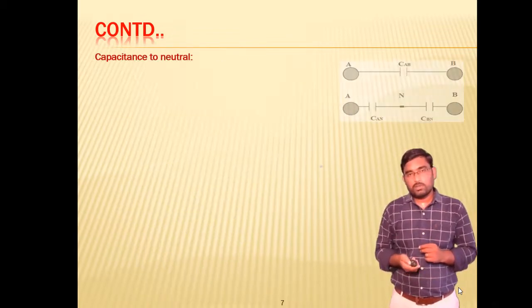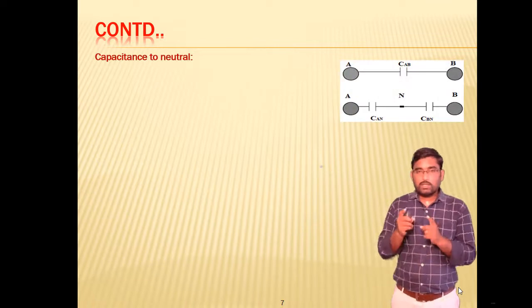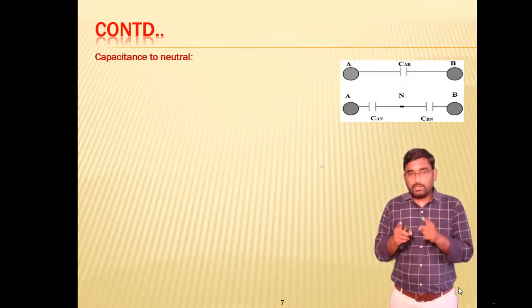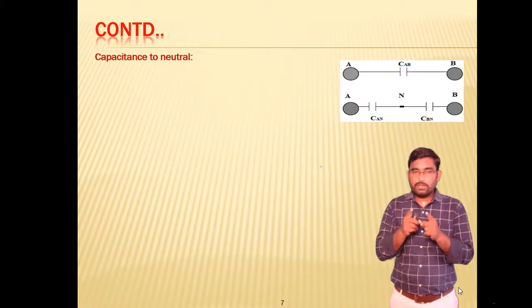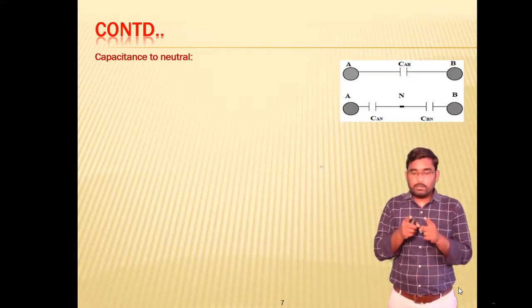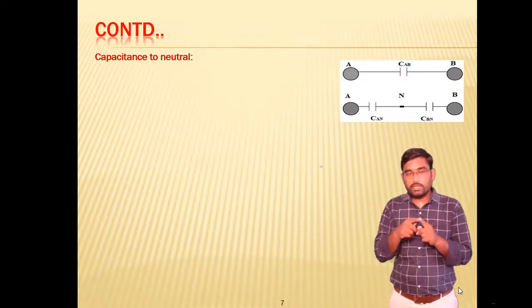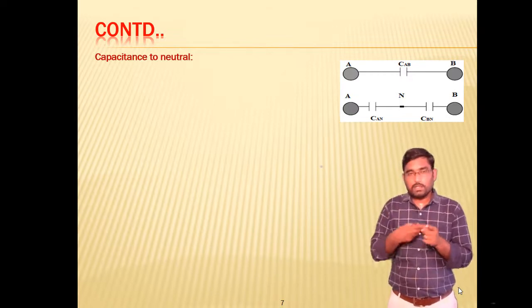If you want to write the line to neutral capacitance, consider V as the potential between A and B. If you take a point which is exactly at the midpoint between A and B, then the potential of one conductor with respect to this neutral point will be halved. It will be reduced to half of the total potential. If the total potential is V, it will be V by 2, as this point is at the midpoint between the two conductors. As the potential is reduced to half between one conductor with respect to neutral, the capacitance will be doubled because the capacitance is inversely proportional to the potential.